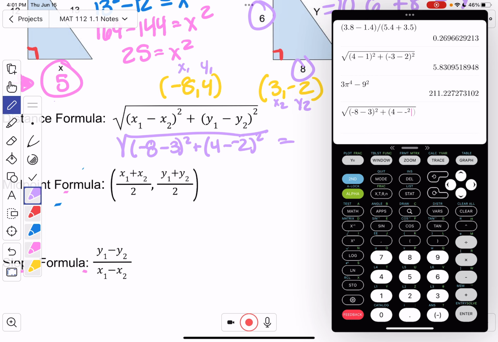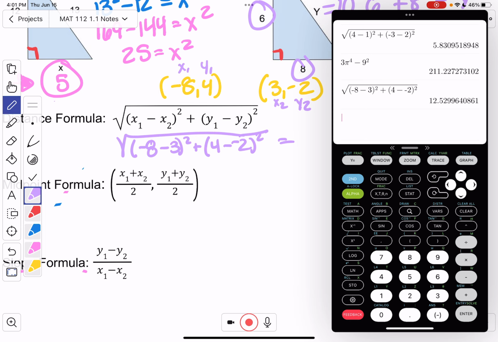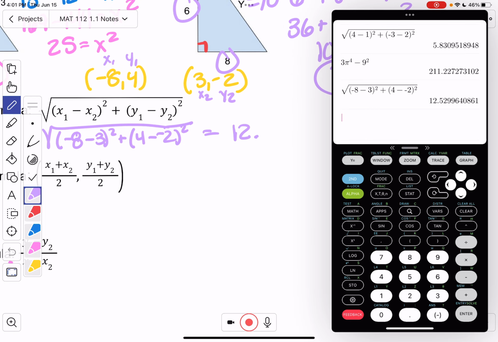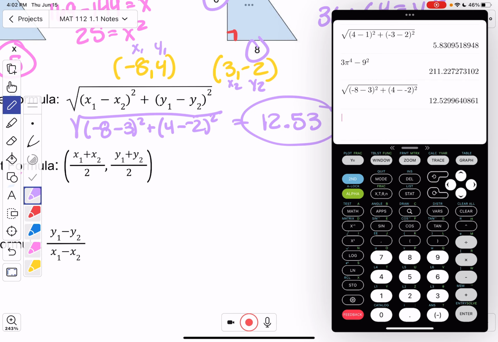So one thing I wanted to point out is minus negative. The minus you're going to use in the operations. The negative, you want to use the one down by the period. Otherwise, it'll say syntax error. So the minus and the negative are two different features. So the distance is 12.53.